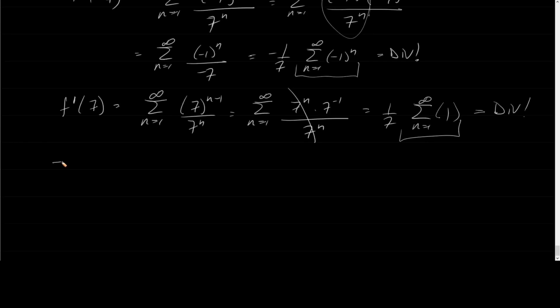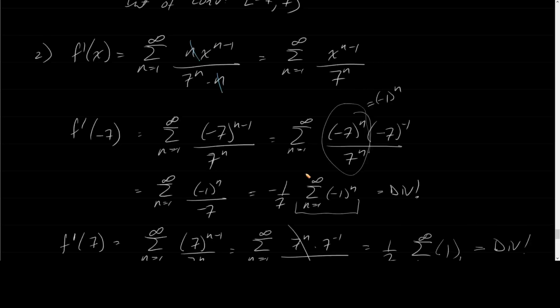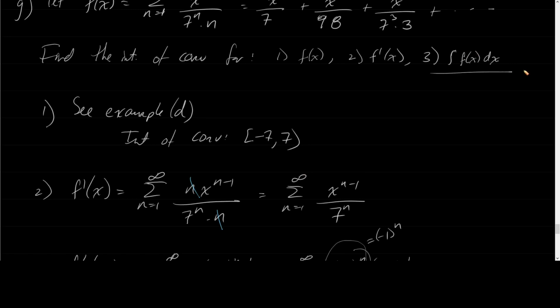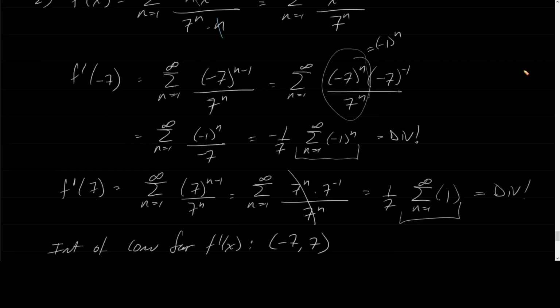So the interval of convergence for f prime is from -7 to 7, not including either endpoint. Cool. But we also asked about the interval of convergence for the antiderivative. So let's figure that out.